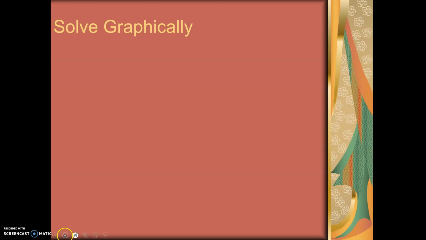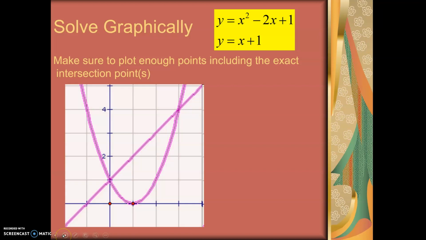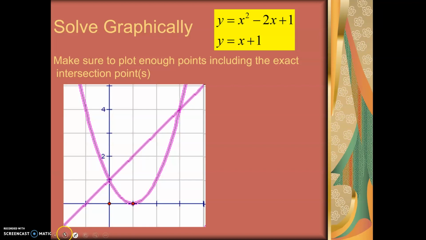Now, if I were to solve this graphically, I'm not going to spend too much time, but we should be able to graph x squared minus 2x plus 1 and the line y equals x plus 1. And when you graph them, you should come up with the exact same two intersection points, (0, 1) and (3, 4).